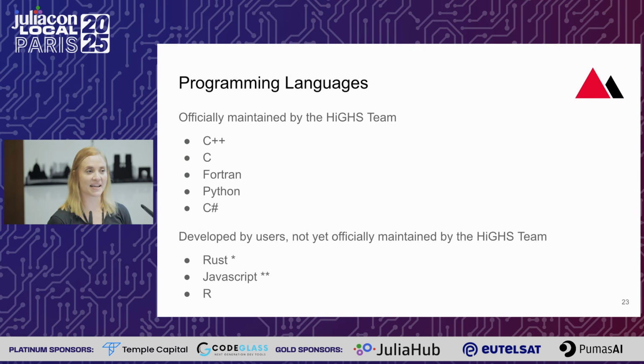The officially maintained ones by us are C++, C, Fortran, Python, and C#. And the ones below are developed by users, and they're not yet officially maintained by our team. That's Rust, JavaScript, and R. Rust has a little star on it because I am now an official maintainer of the Rust interface, but I've not had so much time to look at it yet.